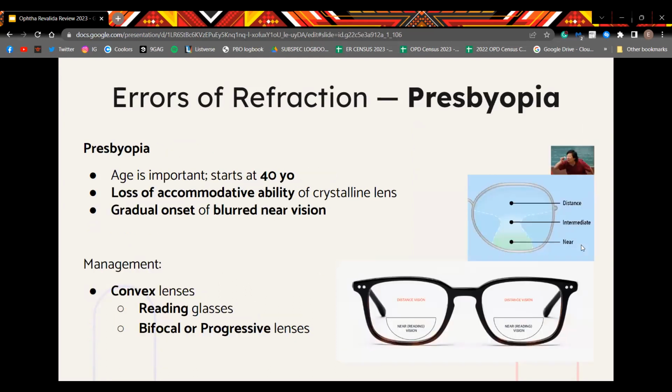Kapag presbyopia naman, so ang clue dito is the age, more than 40 years old, and it's characterized by loss of accommodative ability of the crystalline lens. So parang hindi na siya kasing elastic as before. This is clued in by yung gradual onset ng blurring of near vision. Ang management, again, is convex lenses. So, reading glasses or bifocal or progressive lenses.